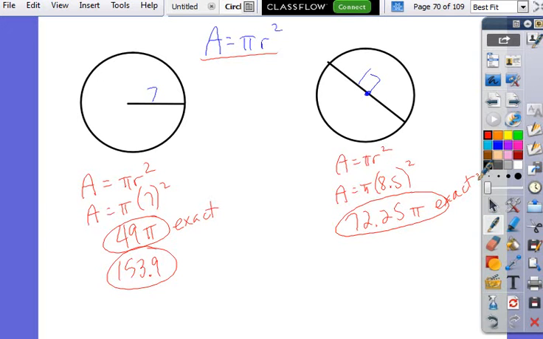What's the rounded version of this? Do 8.5 squared times pi. I think it's enough where it would be 227.